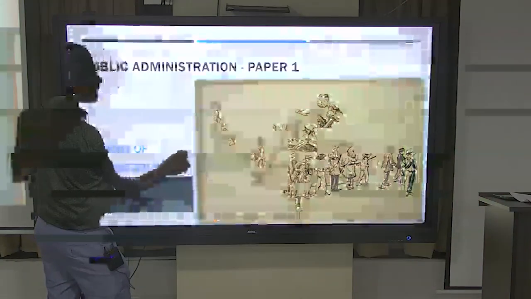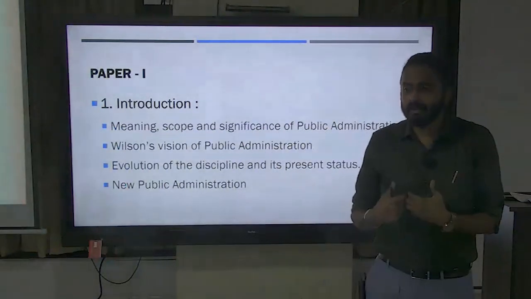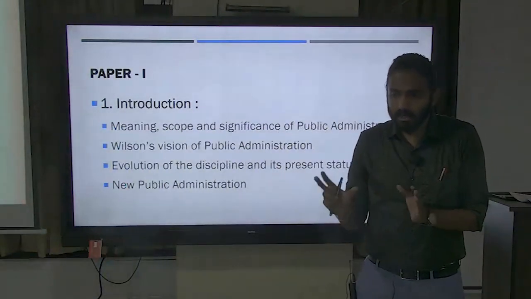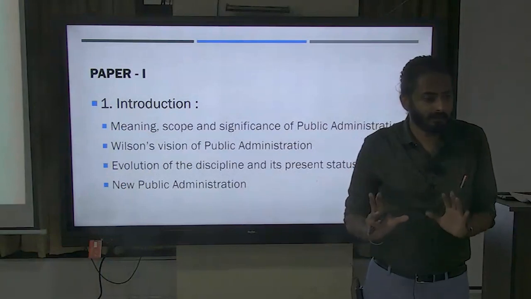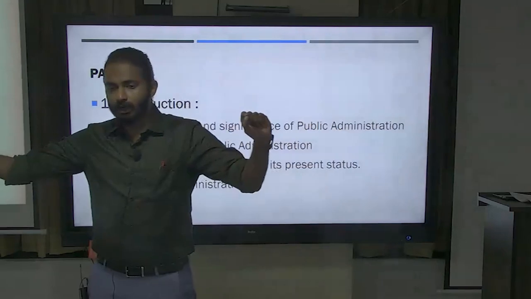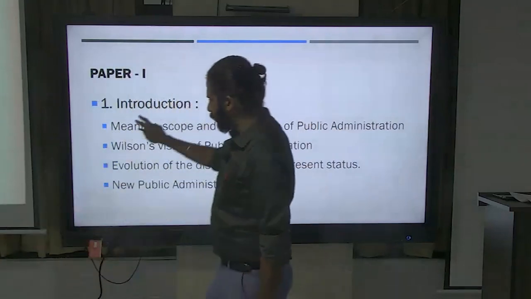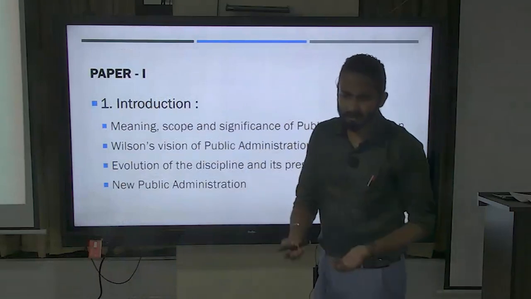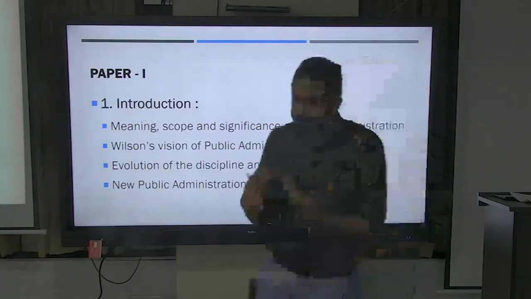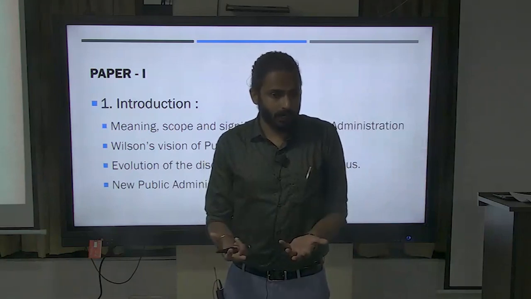So the first chapter is basically how public administration evolved. There is only a brief history of 130-140 years, from Woodrow Wilson in 1887 to 2023. How the subject has evolved is chapter 1. So you will study all the basics. What is the meaning of public administration? What are the activities done by a public administrator? How did it evolve?